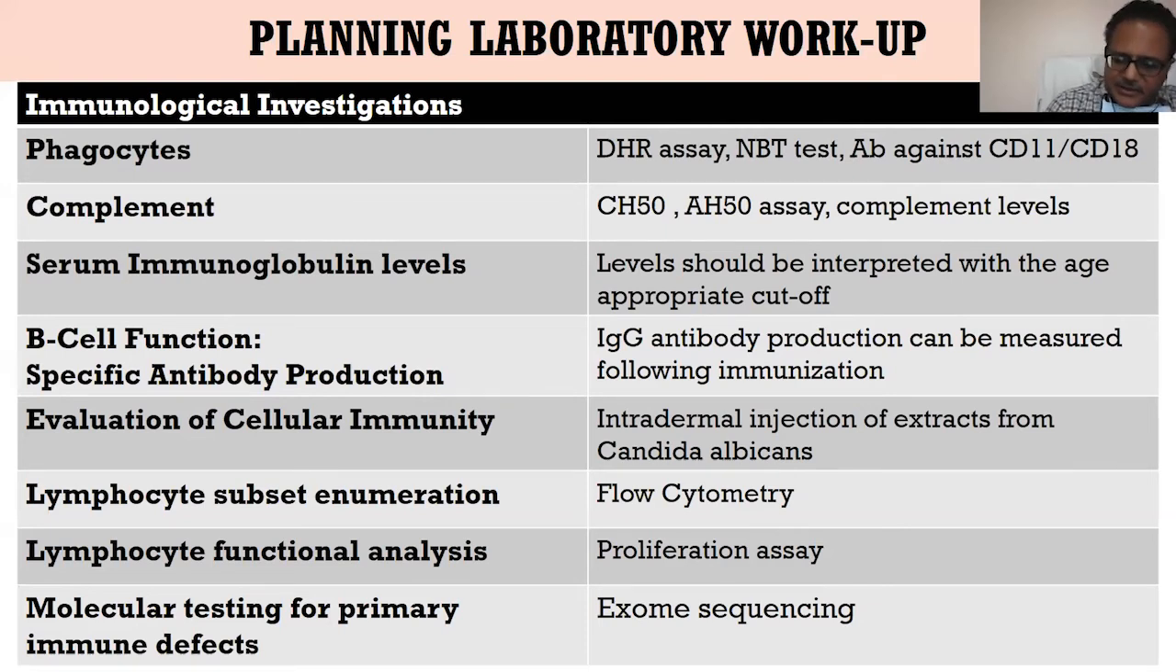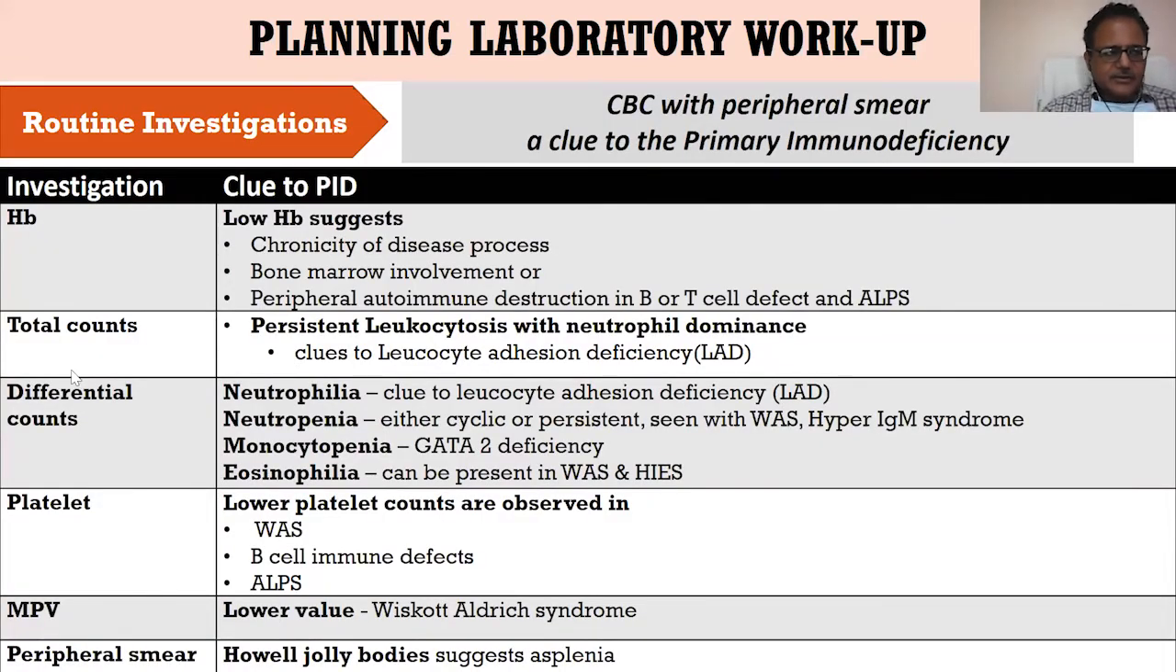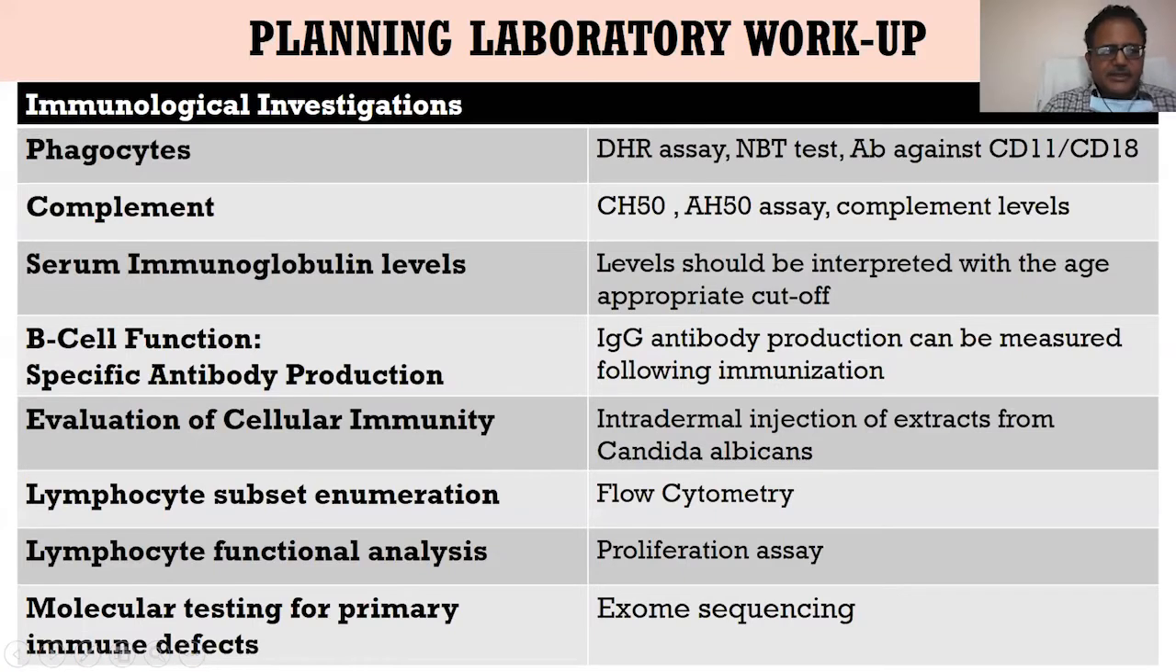I'll just mention here that if in the total counts and differential counts you have a normal lymphocyte count, then probably the immune system is all right, but you have to take it with a pinch of salt, because in various primary immunodeficiency diseases the B cell or T cell numbers may be normal, but still the patient may be immunodeficient.